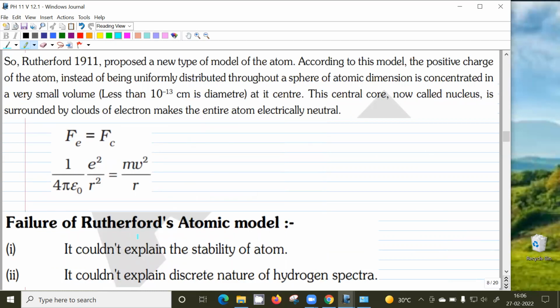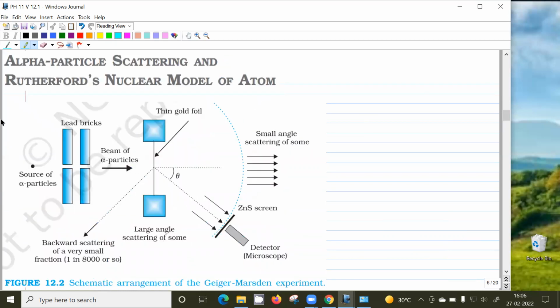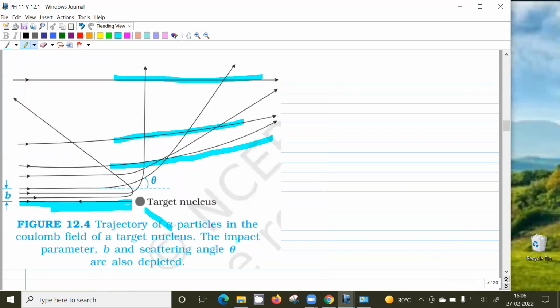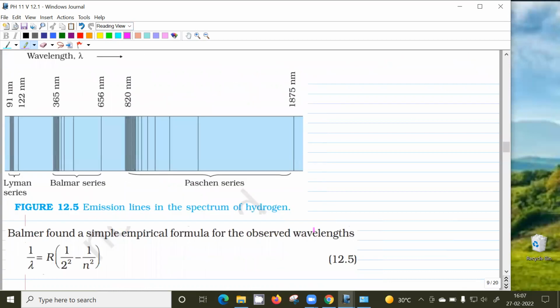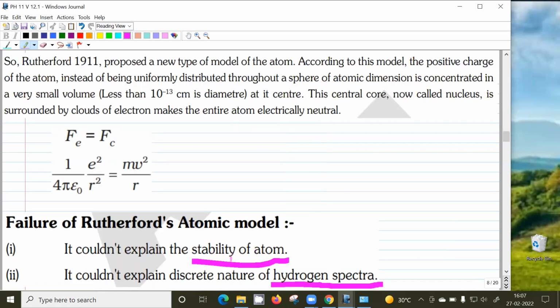This is a realistic picture based on the alpha particle experiment. But there are some limitations to this Rutherford model. What are the limitations? Stability of the atom, and the spectrum of the hydrogen atom. That spectrum cannot be explained in this model. So why is stability of an atom a problem in this Rutherford picture?